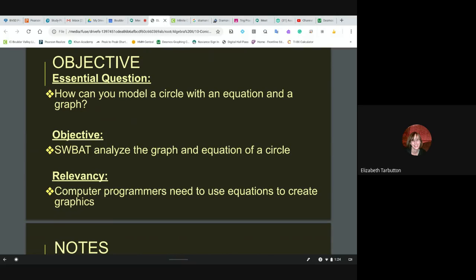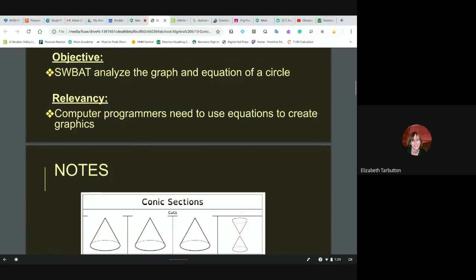Today, our goal is to analyze the graph and equation of a circle, and computer programmers utilize these types of equations to create graphics, especially digital graphics. So for those of you who are big fans of Pixar movies, the people who animated those did use these equations to create their animations.